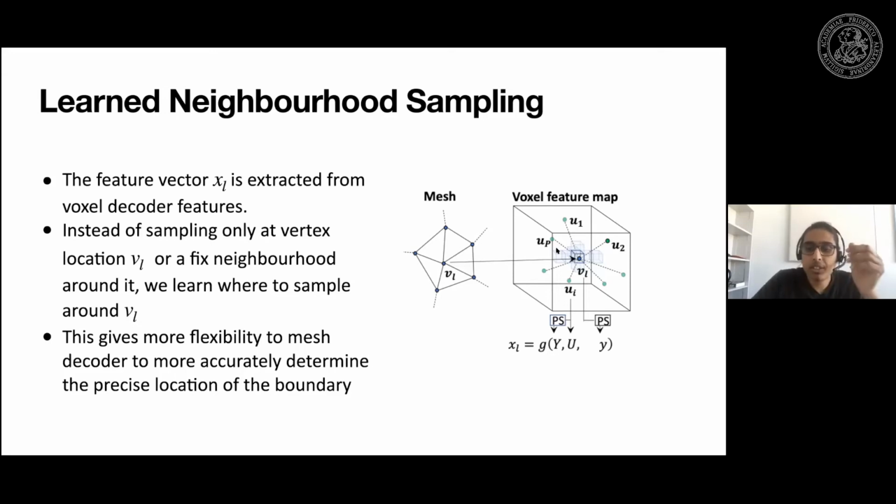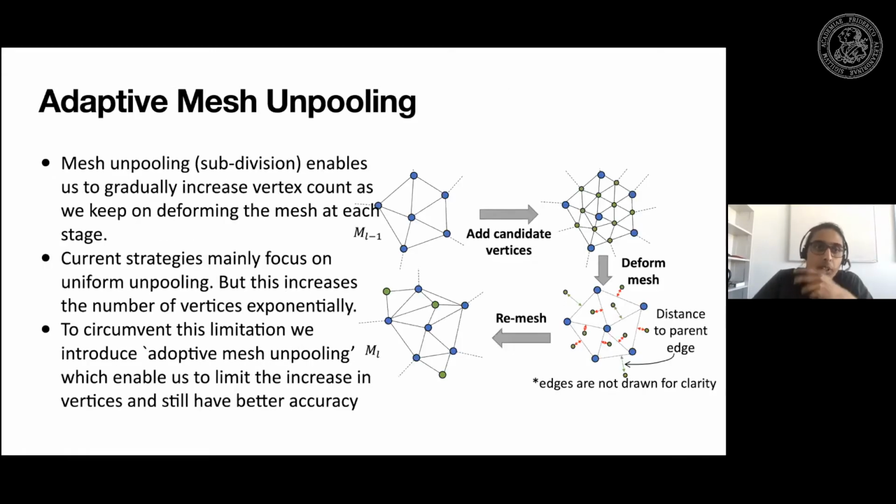So now we have discussed mesh deformation and the sampling. What we are left with is adaptive mesh unpooling, or mesh subdivision. The main reason we worked on this was the GPU memory constraint, because to have better accuracy you need more vertices, but when we start increasing vertices, the GPU runs out of memory. Adaptive mesh unpooling is a strategy that we developed to address this issue, but it's still not fully solving it. There is so much room for improvement. But let me explain it briefly.